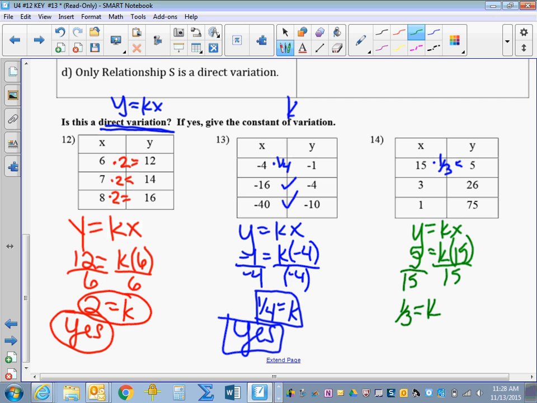Alright, let's see if this holds true for my other values. Because for it to be a direct variation, you must have that same k value each time. Right, 3 times 1/3, what does that give me? Well, that gives me 1, which is not 26. So I know it doesn't work for that one, so I immediately know that no, it is not a direct variation. Thus, we don't have a constant variation because it's not a direct variation. So number 14 is no.